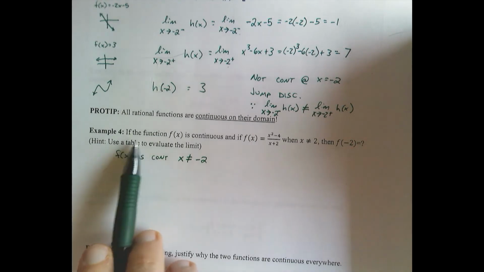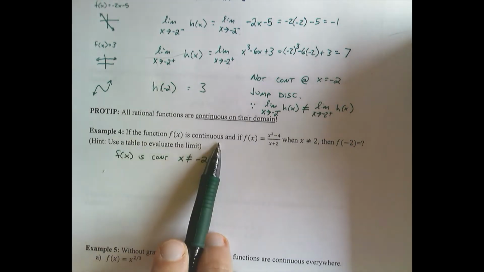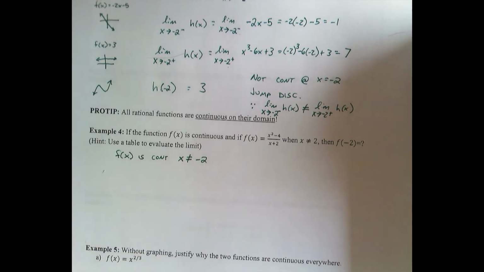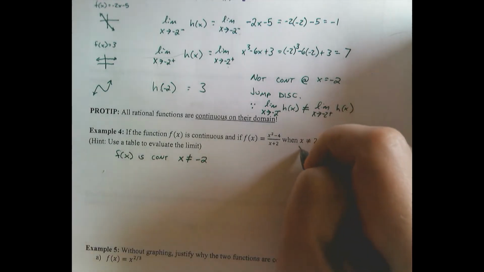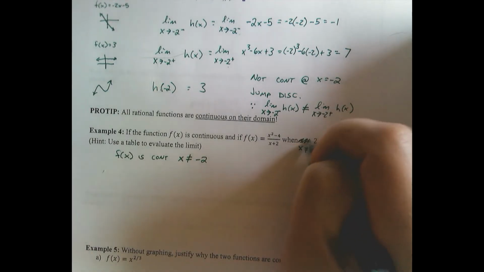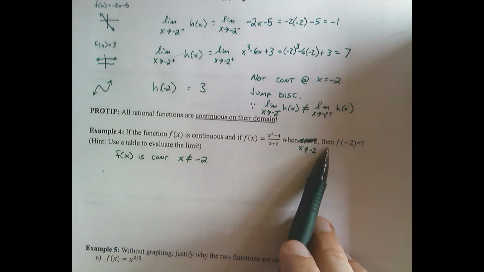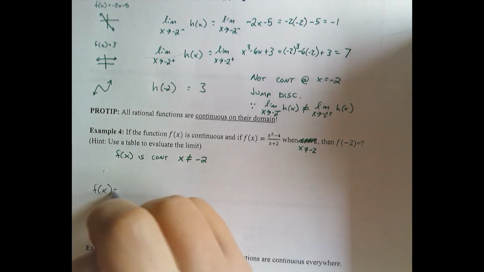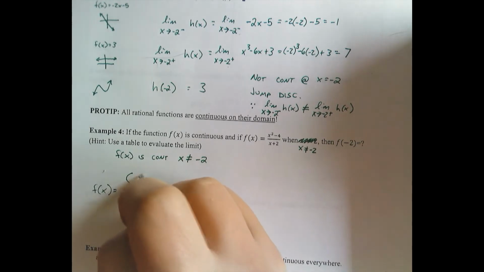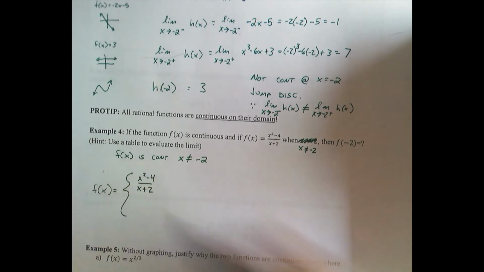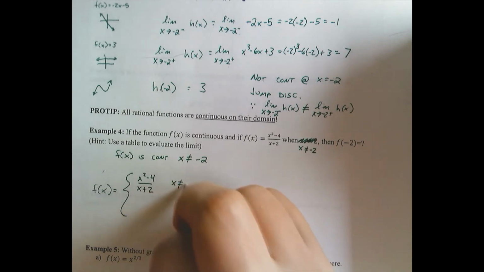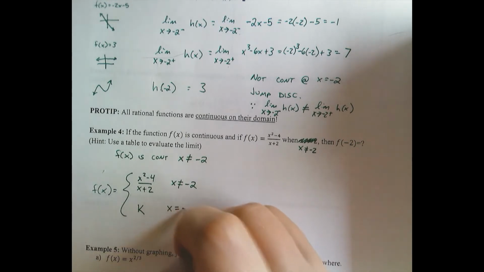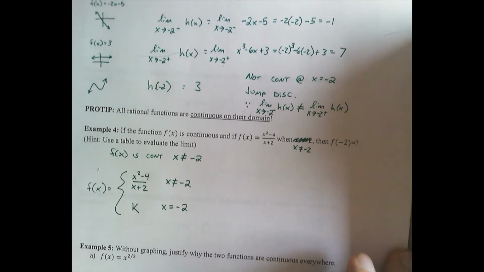So the question here is asking us if the function is continuous, and f of x equals this when x does not equal -2. Let's fix that. Then what is f of -2? In other words, our function is a piecewise function. Let's write it out. It's equal to this when x is not -2, and it's equal to some other unknown value when x is -2. And we're going to want to have continuity.